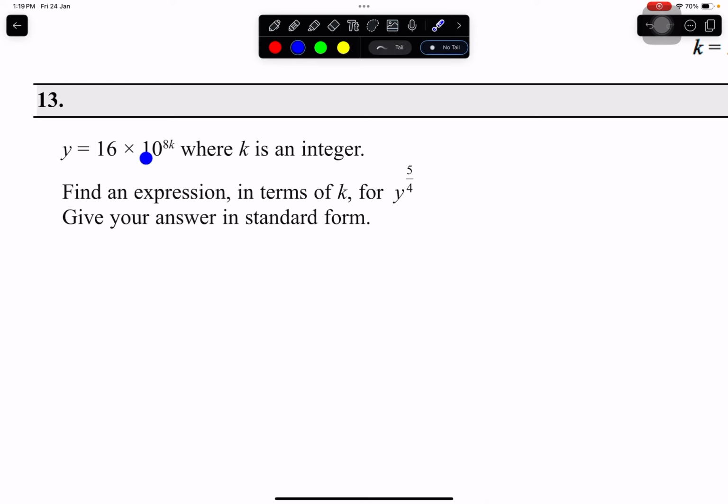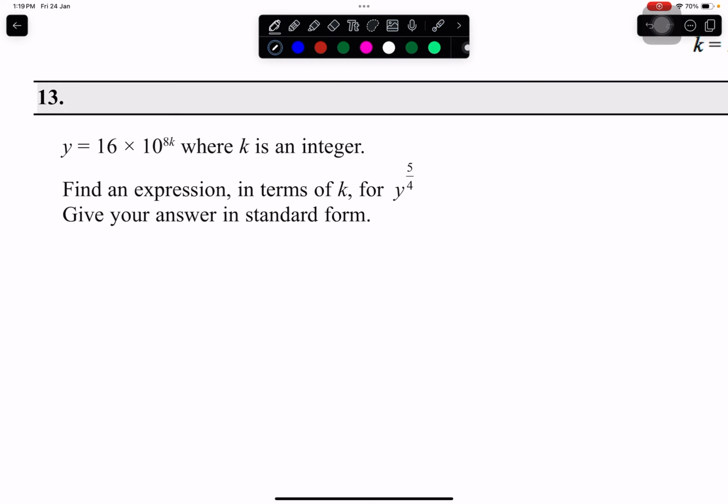Y equals to 16 times 10 to the power of 8k, where k is an integer. Find an expression in terms of k for y to the power of 5 over 4. Give your answer in standard form. Okay. Now this one's a little bit tricky, but we still can figure that out.